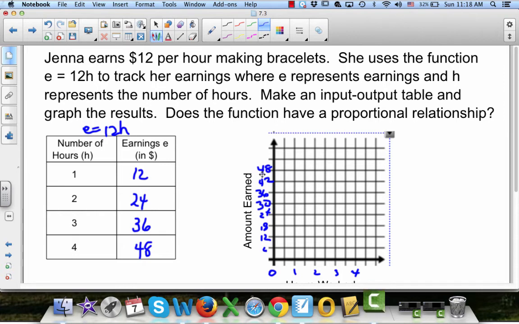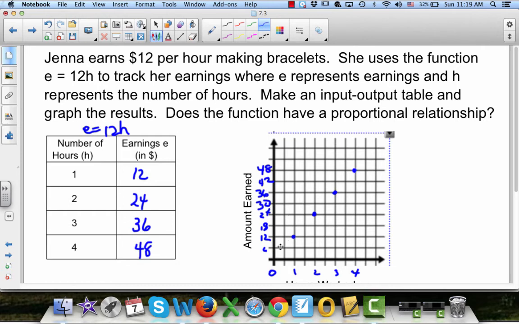So we come up and we go H is 1, or E is 12. So we go 1, 12. And we go 2, 6, 12, 18, 24. We go 3 and 36. So if this is 24, this will be 30, 36. And this one is 4, and it'll be 48. So this is 36, 42, 48.